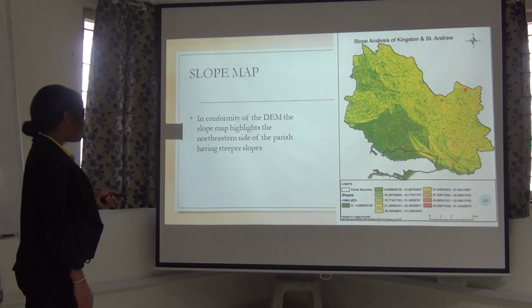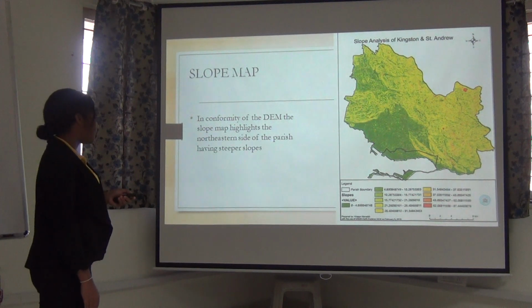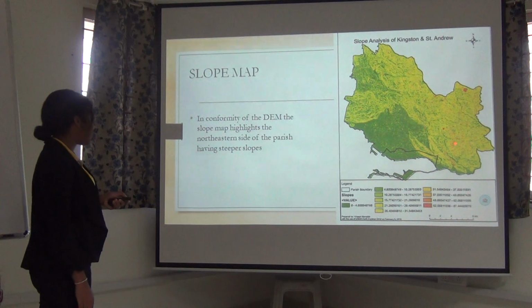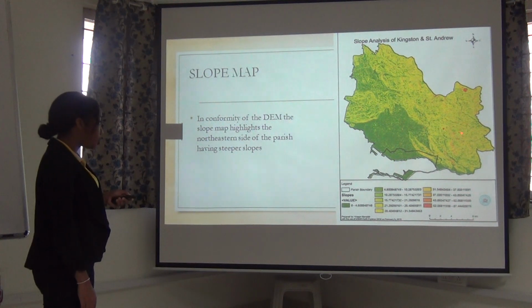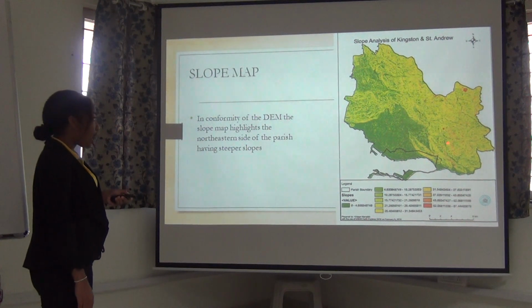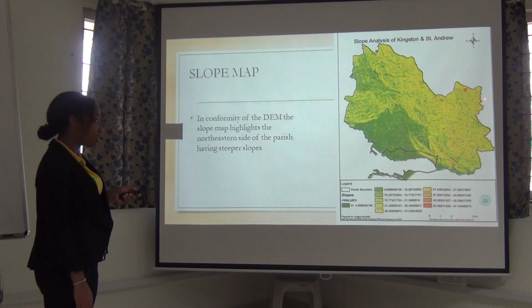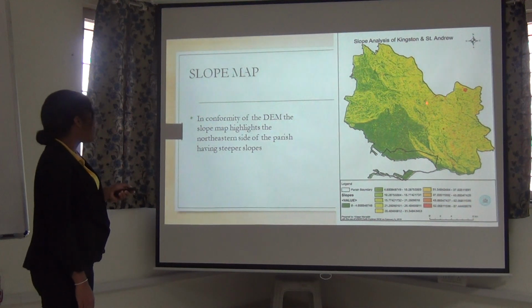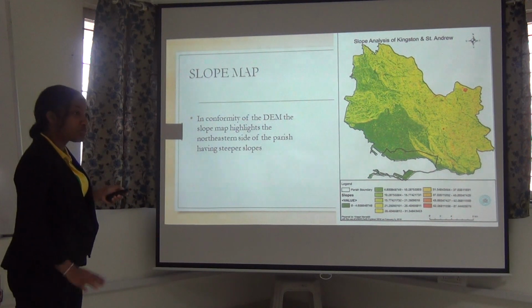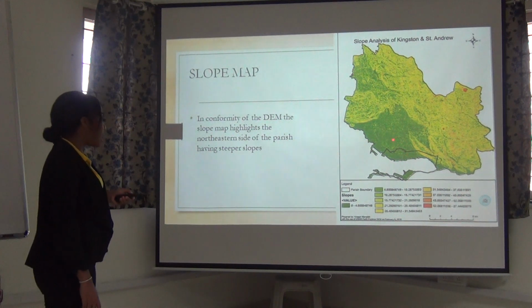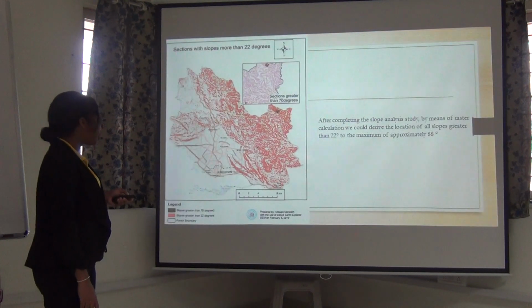Our slope map is in conformity with the DEM map, as the slope map highlights the northeastern section of the parish to have steeper slopes, where we see it highlighted in shades of yellow to red, and red being the steepest slope of a maximum of 87. And as we move to the northern and northwest, there are also some steep slopes in that section, but our central and southern section of the parish is relatively flat.